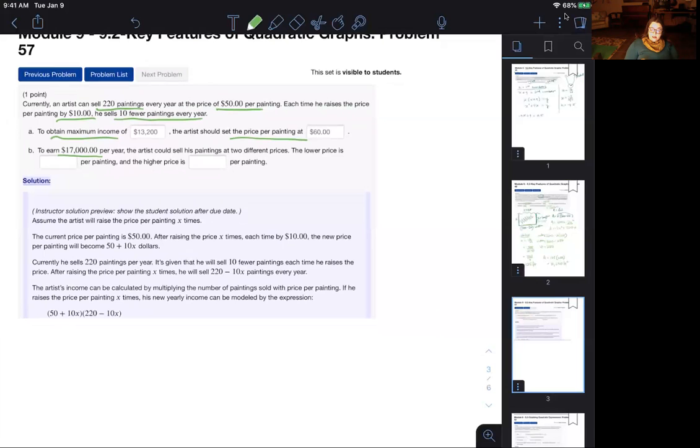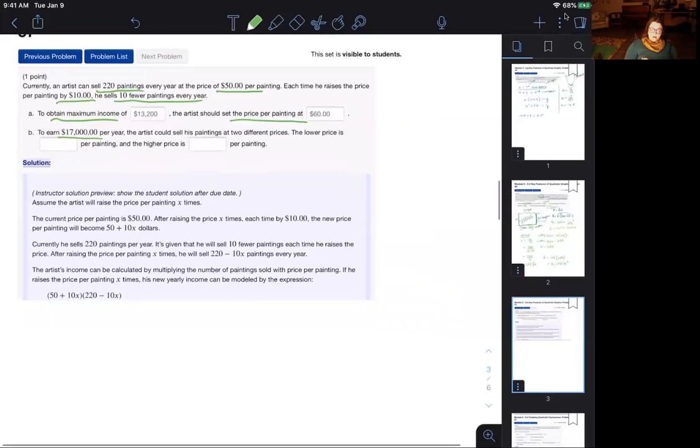Then they could possibly sell it for two different prices, a lower price and a higher price. So I just copied some of the solution down here. What we might assume then is that the artist will raise the price per painting X times. So X is the amount of times they raise the price for the paintings. The current price is $50, but remember they're going to raise the price by $10 every time. So every price increase counts for $10.